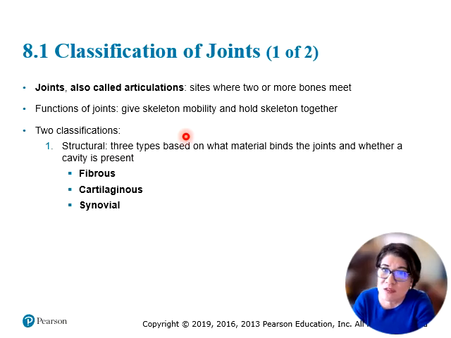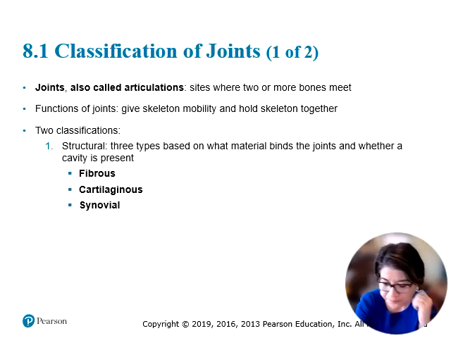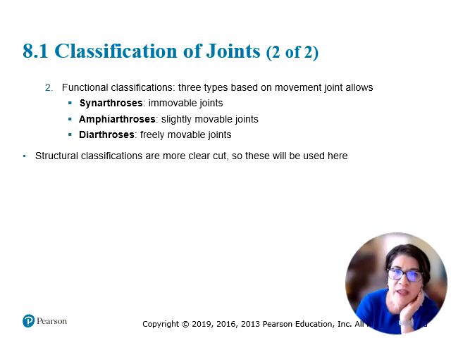Okay, so joints are also called articulations, and it's where two bones meet, and they either hold the two bones together or they give mobility so that your two bones can move relative to each other. There's two ways to classify them. One way is through their structure, like what they look like structurally, and the three types are fibrous, cartilaginous, and synovial. And then we also classify them by their function, by what kind of movement they allow. So you have immovable, slightly movable, and freely movable joints.